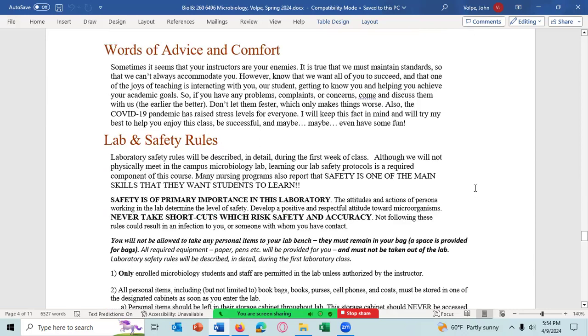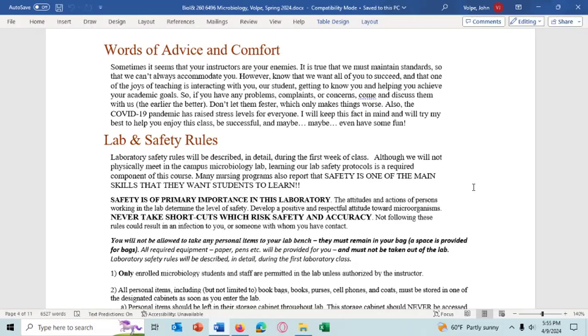Words of advice and comfort. Sometimes it seems like your instructors are your enemies. It's true that we must maintain standards so that we cannot always accommodate you. However, you should know that we all want you to succeed, and that one of the greatest joys of teaching is actually interacting with you, our students, getting to know you and helping you achieve your academic goals. So if you have a problem, a complaint, or a concern, come and discuss it with us. The earlier, the better. Don't let them fester. They usually only get worse if they fester.